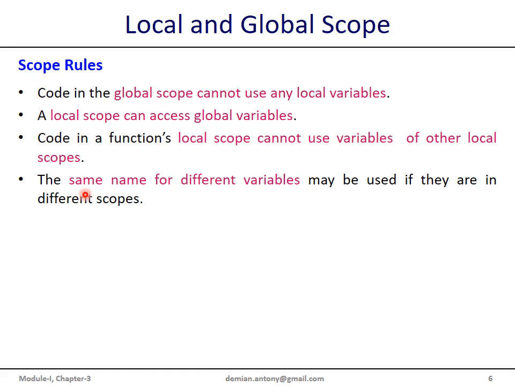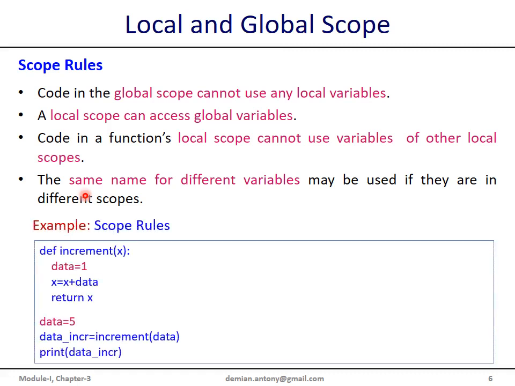Let us take up an example for this. In this example, we have a function increment, we have a local variable x, and we have another local variable data. This is also a local variable as there is an assignment statement. We have two local variables x and data.